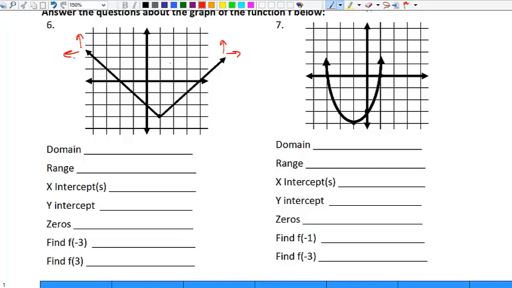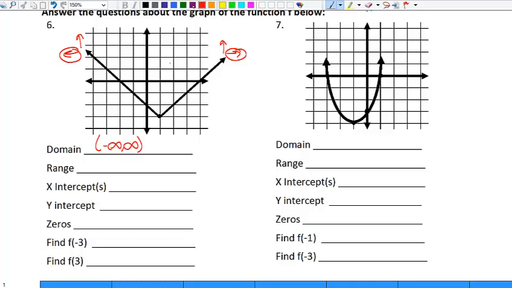So the domain is a set of all x values. So we're talking about how far left can my graph go, comma, how far right can my graph go. Because my graph goes left forever and then right forever, my domain is going to be all reals. Negative infinity, comma, positive infinity.